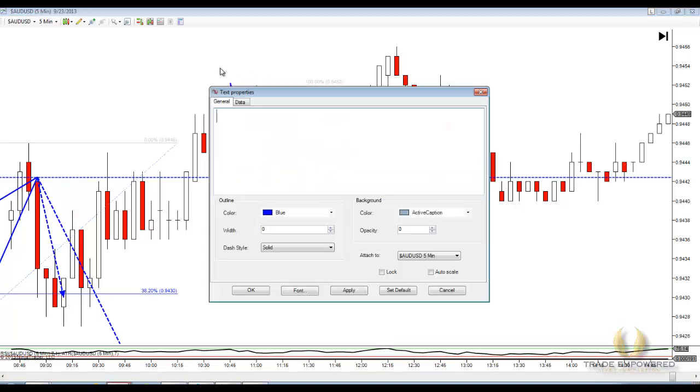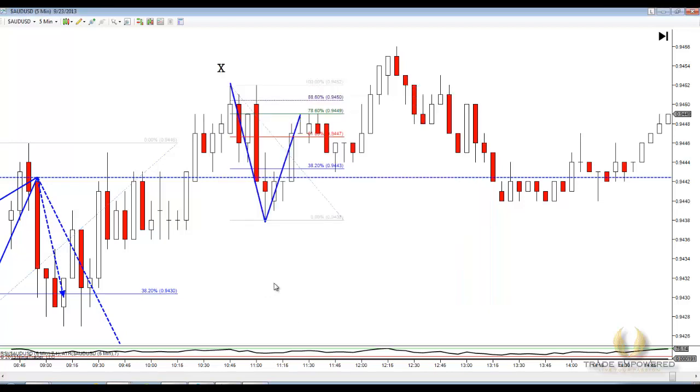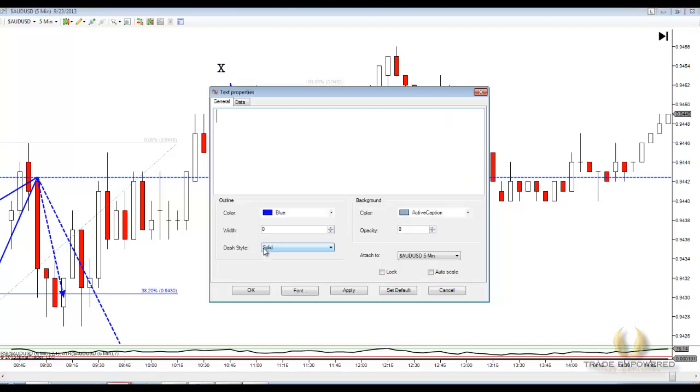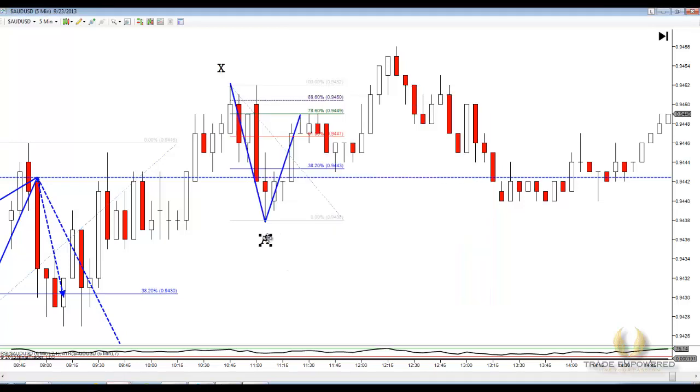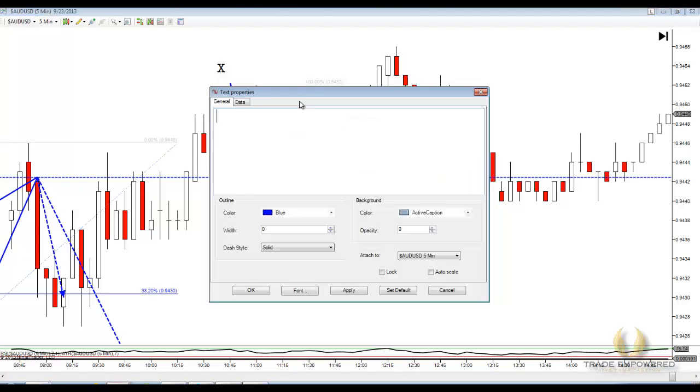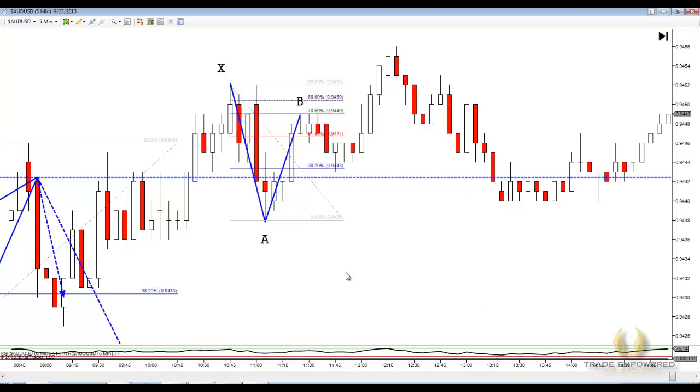So let me type this in again, X leg to A leg. 786 gives us a valid B leg. You can see if we take a Fibonacci retracement from our A to our B, we come into a 382, even spike a little lower to a 50%.